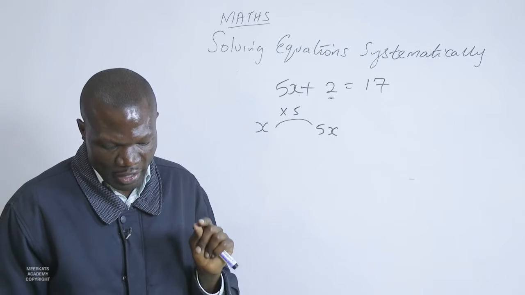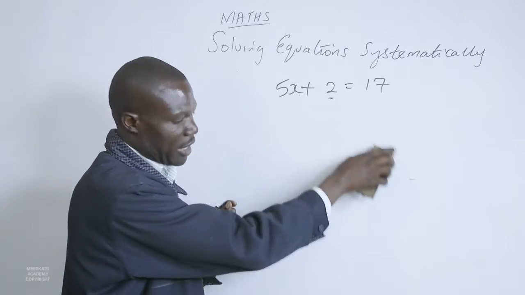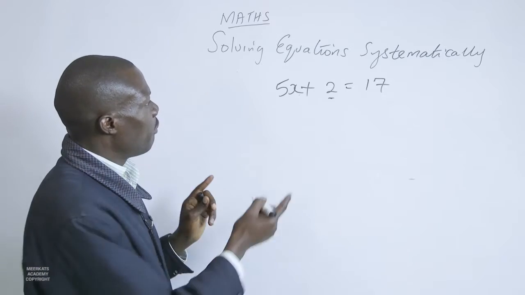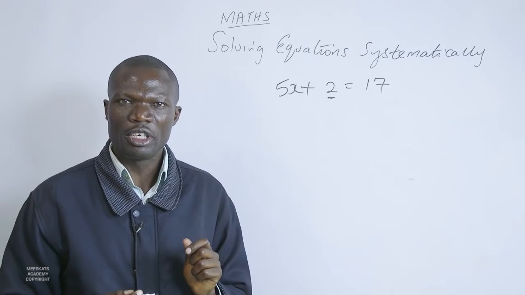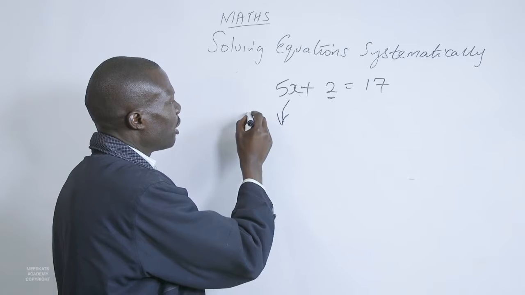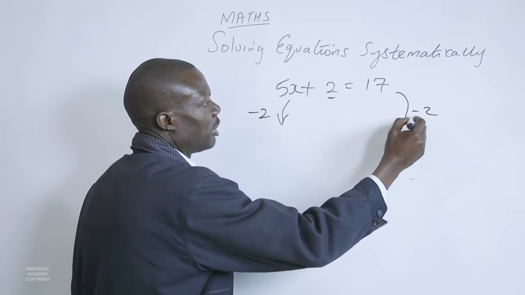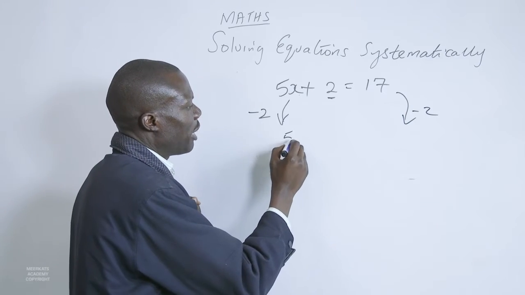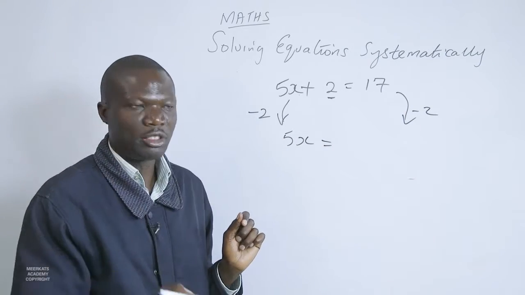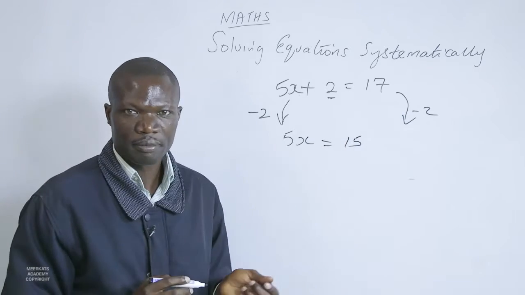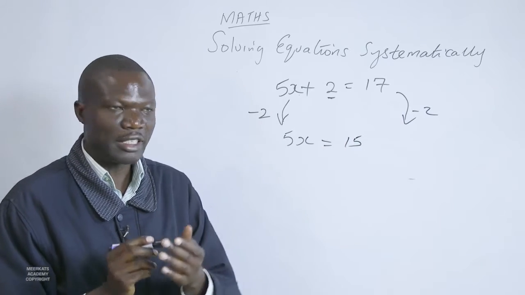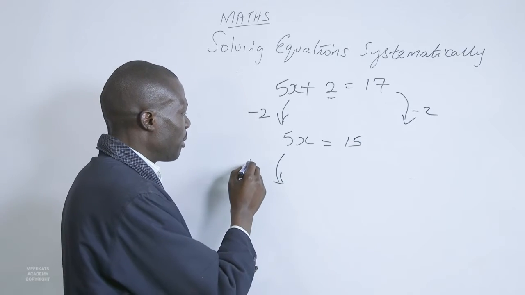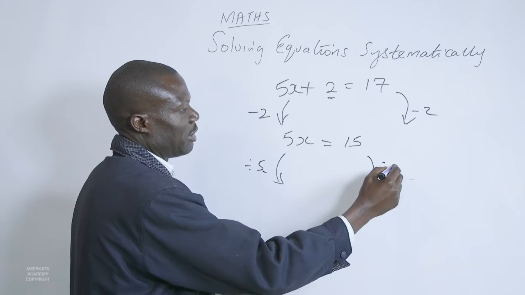So, if we are solving this question here, I'll expect you to do the following. First, we shall have to deal with the whole number, which implies that we shall subtract 2 here and subtract 2 here. When you subtract 2 here, 5x minus 2, you remain with 5x. And 17 minus 2, you get 15. That is the first step you make. Then the second step, you look at 5x. If you want to break it up, you'll divide by 5, and also divide this side by 5.